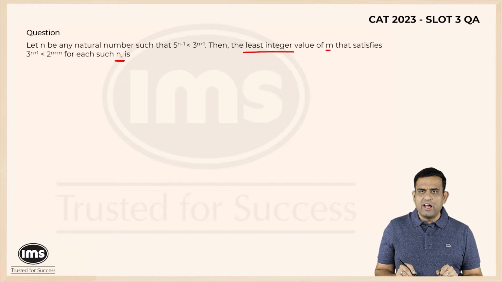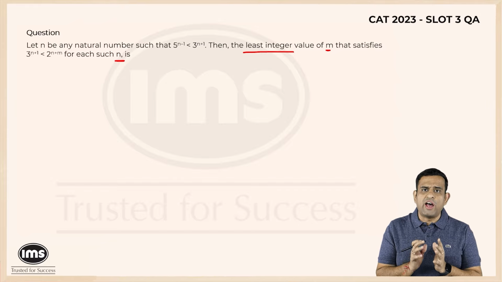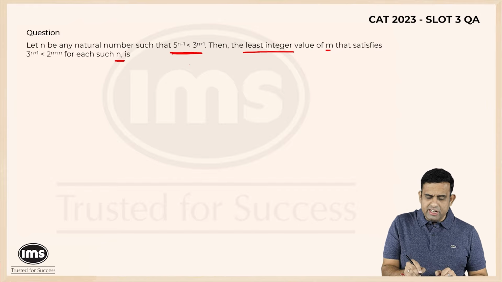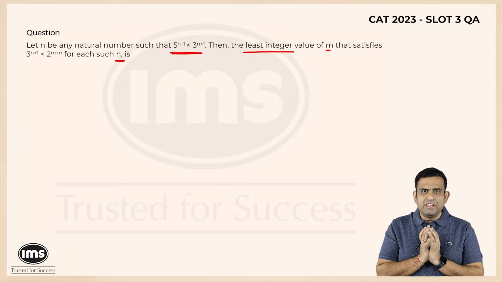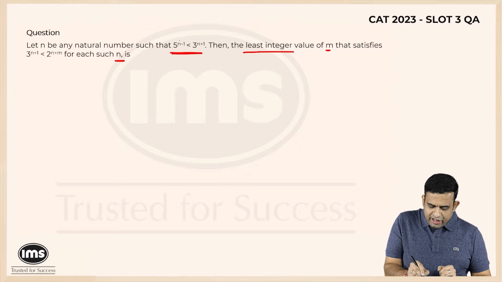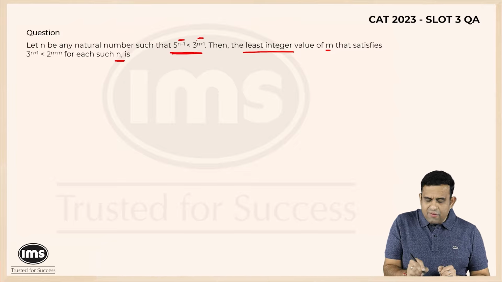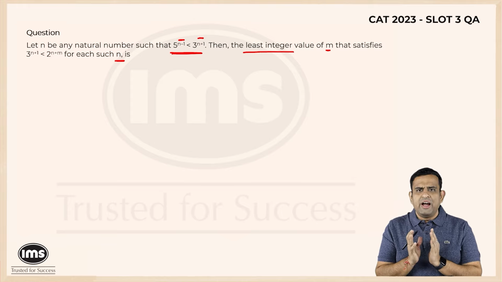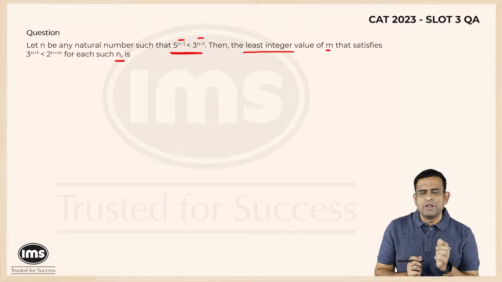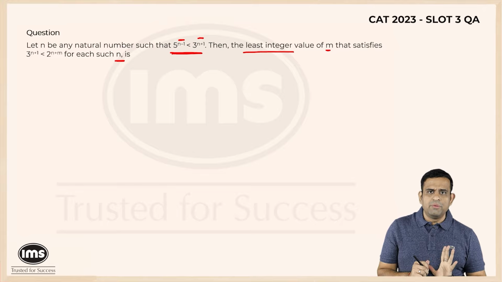So first of all, I need to find out for what values of n the given inequality is going to be satisfied. One thing which you observe is that the power of 5 is n minus 1 and the power of 3 here is n plus 1. And if I ask you what is the difference between the terms n plus 1 and n minus 1, the answer would be nothing but 2.